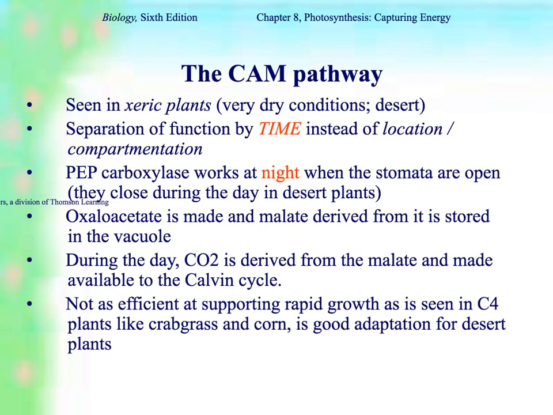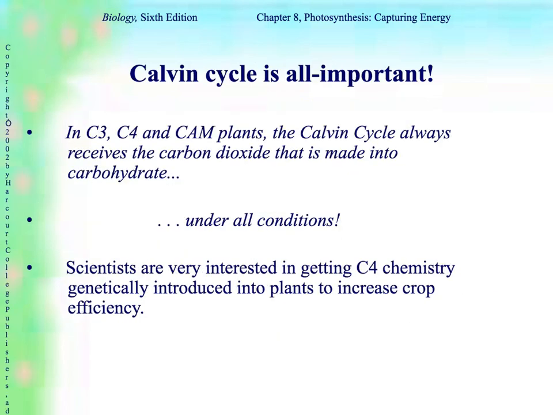Oxaloacetate is made, malate is derived from it, it's stored in the vacuole. During the day, carbon dioxide is made from the malate and made available to the Calvin cycle. So it's not as efficient as supporting rapid growth as seen in C4, so it's not as good as C4, but it's a good adaptation for those type of plants.